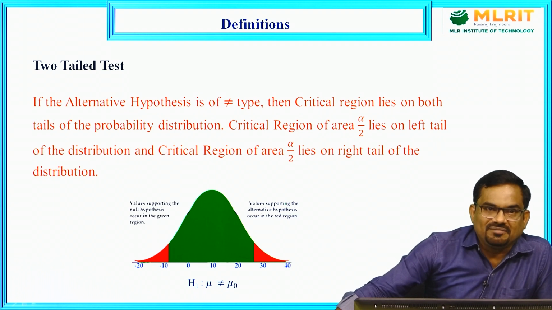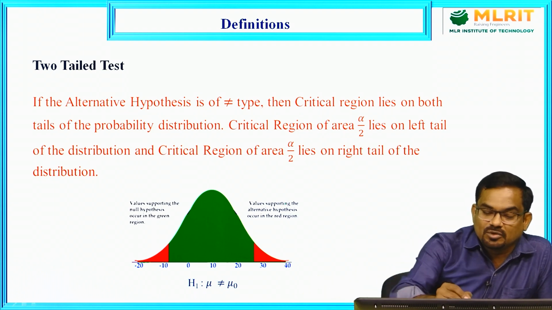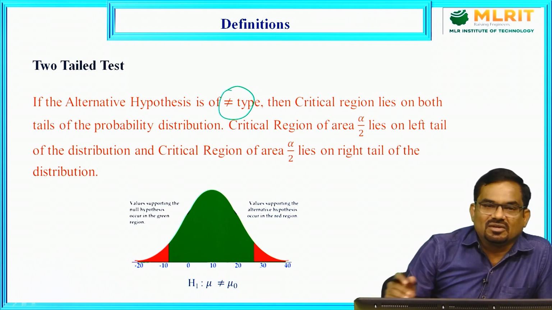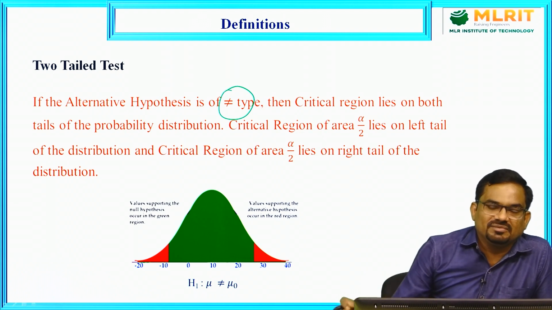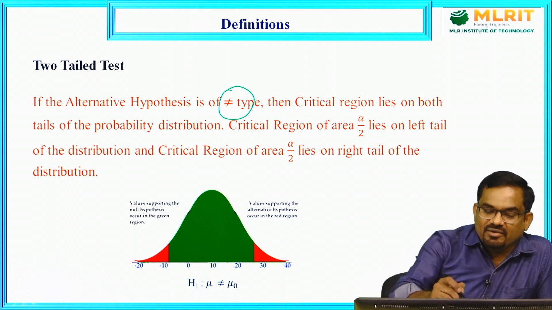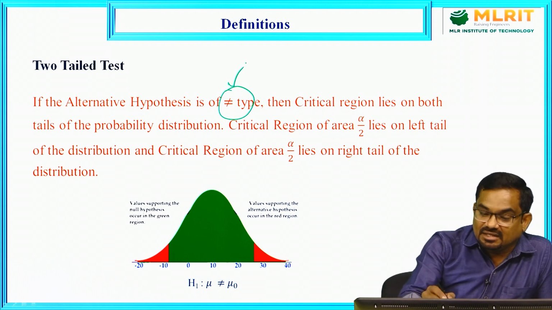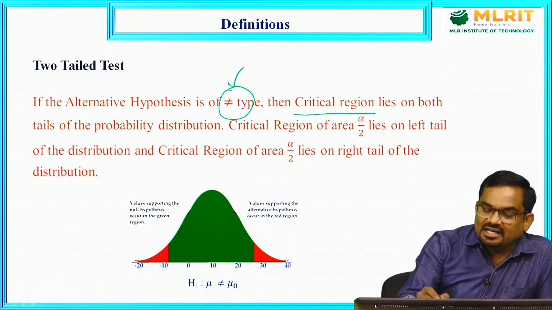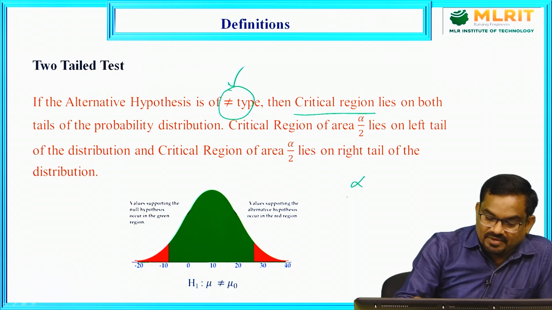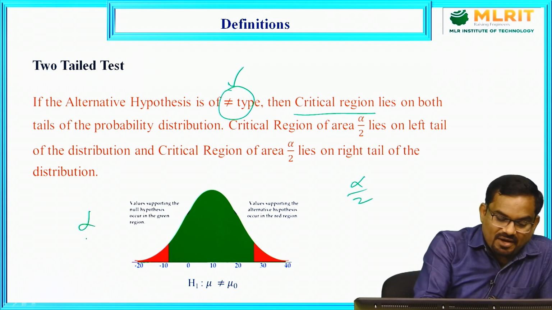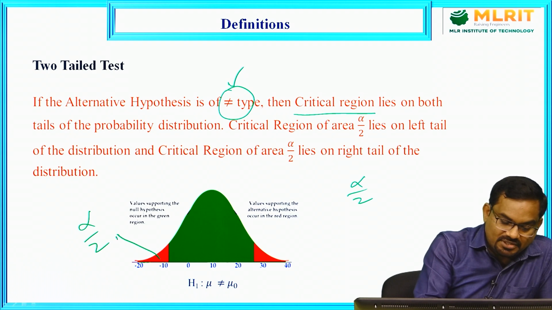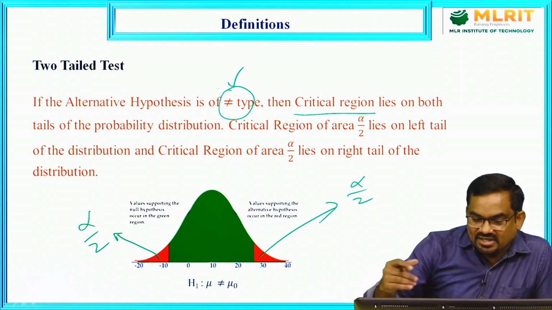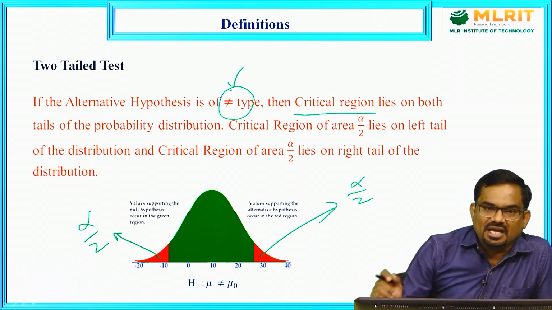Two-tailed test. If the alternative hypothesis is of not equal to type, then the critical region lies on both tails of the probability distribution, and a critical region of area alpha by 2 lies on the left side and alpha by 2 lies on the right side. For example, this region is alpha by 2 and this is alpha by 2, and the total is alpha. And what is the critical region? The region in which we reject the null hypothesis.